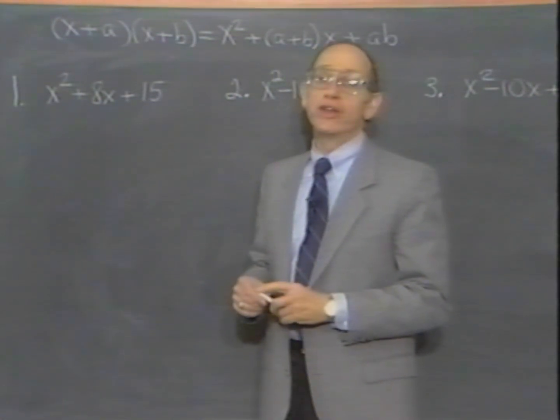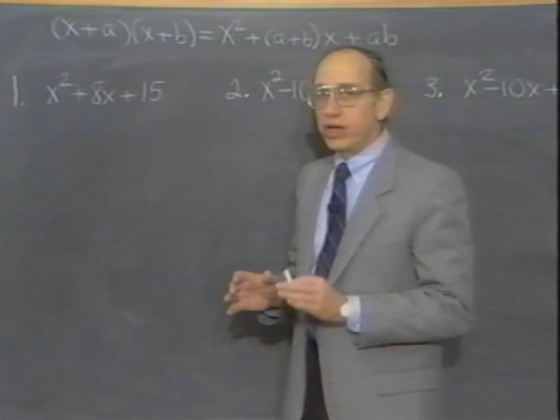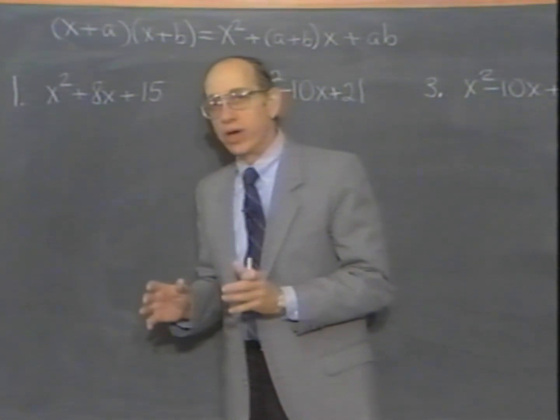Let's look at some trinomial factoring. Trinomial factoring hinges upon the following. If we take the product of two binomials, x plus a times x plus b, the result will be x squared plus (a plus b) times x. Do you see that? Because that's ax and bx you get from the cross terms. That's (a plus b) times x plus ab.